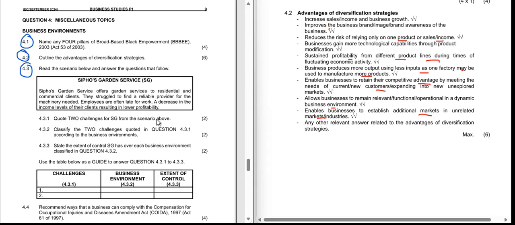The first one is they struggled to find a reliable provider of the machinery. That's another challenge. Another one is employees are often late for work. A decrease in the income levels of their clients, resulting in lower profitability. So this one is another based on the last statement here. That's another challenge, right? So remember, these are the questions that you're going to get, a table like this, and then you need to put challenges here, and then you write the environment and the extent of control that the business has over that environment. So let's look at the challenges we've mentioned.